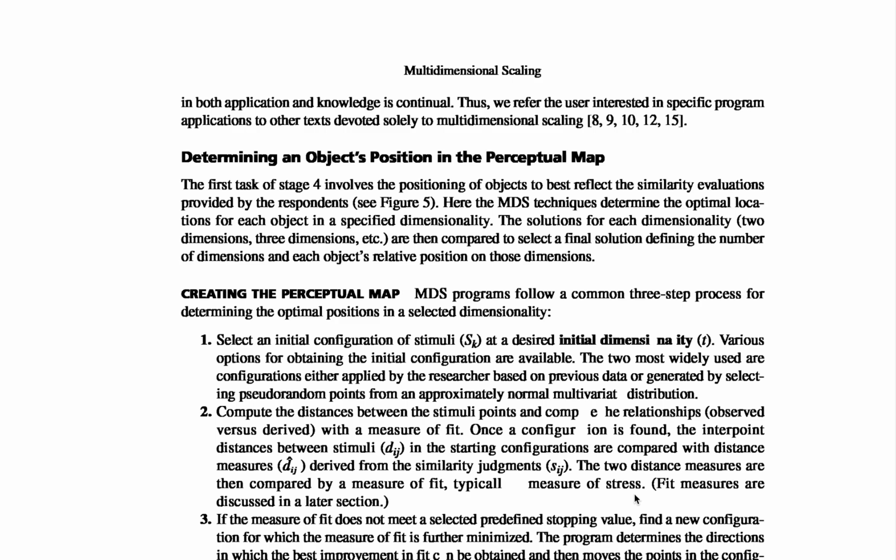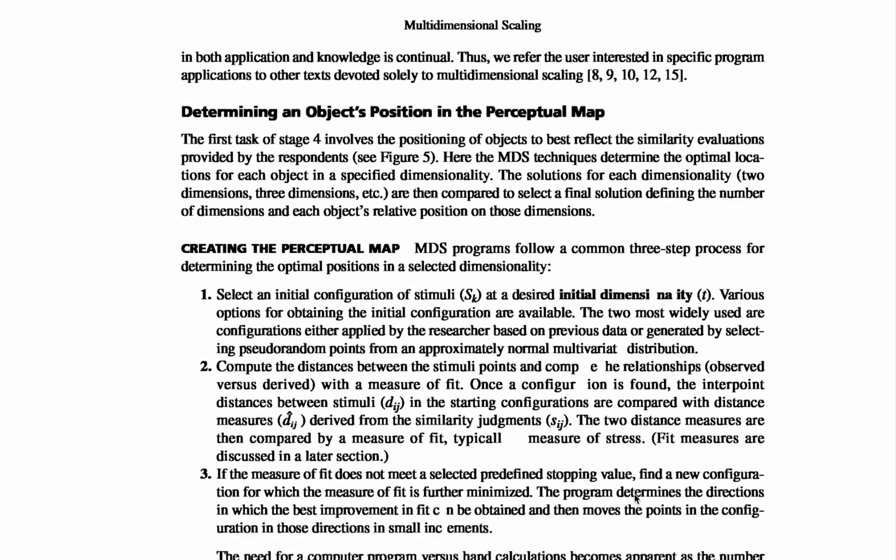Determining an object's position in the perceptual map. The first task of Stage 4 involves the positioning of the objects to best reflect the similarity evaluations provided by the respondent. See Figure 5 here. The multidimensional scaling technique determines the optimal location for each object in a specified dimensionality. The solutions for each dimensionality, two dimensions, three dimensions, etc., are then compared to select the final solution, defining the number of dimensions and each object's relative position on those dimensions, creating the perceptual map.